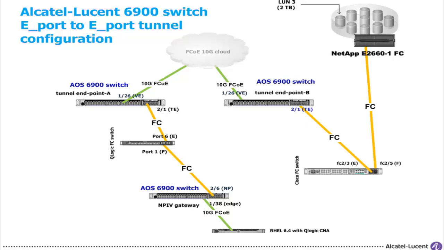In this topology we have Red Hat Linux with QLogic CNA connecting through NPIV gateway and transferring files to FC storage system.